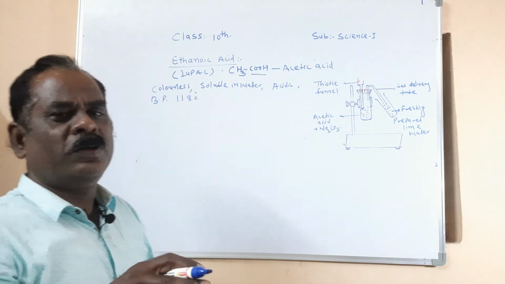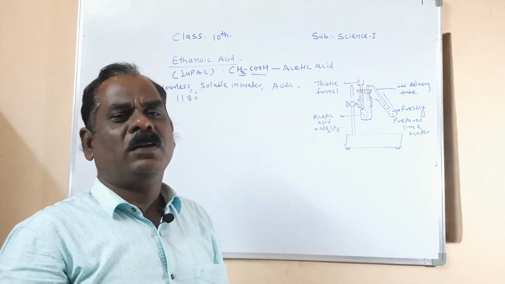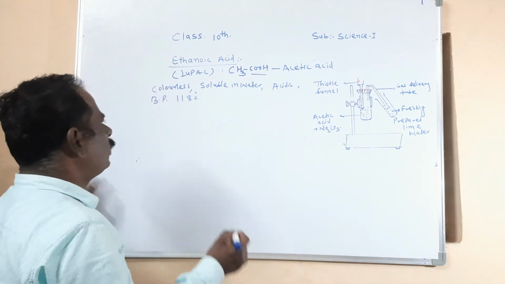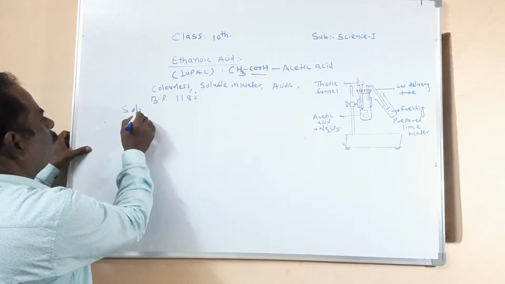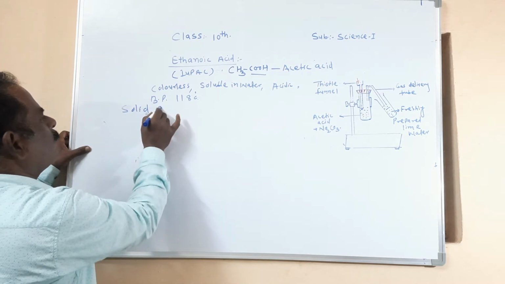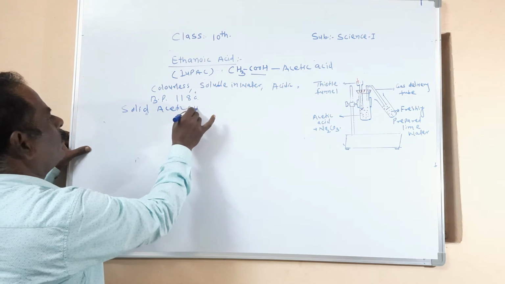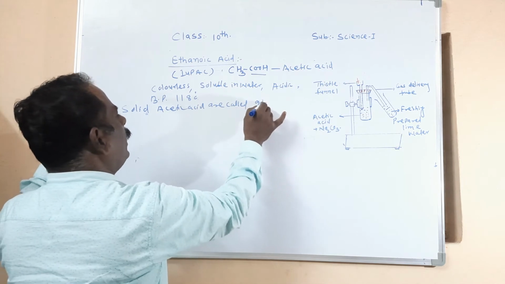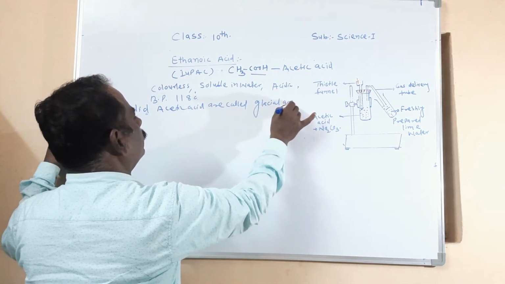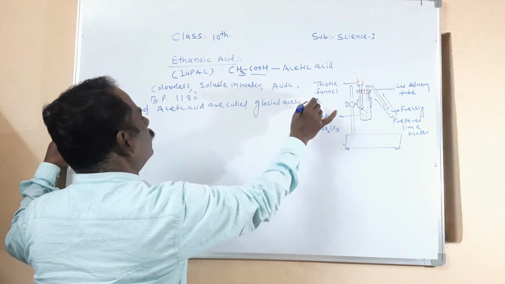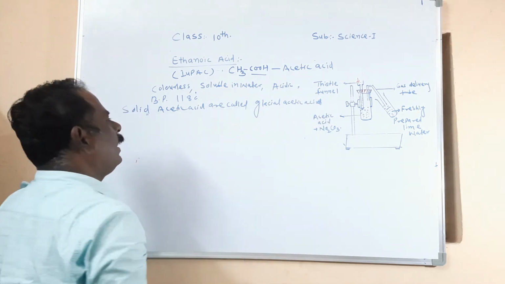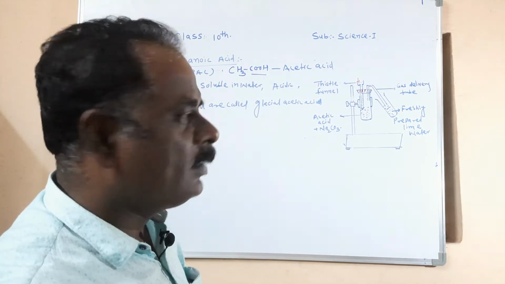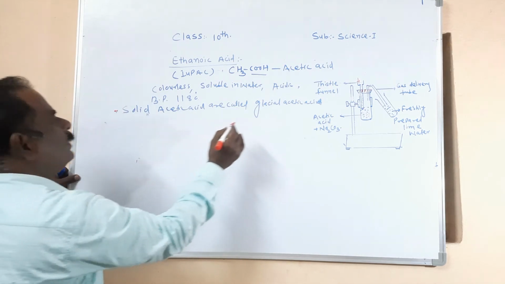And if you freeze it below 17 degrees centigrade, then liquid ethanoic acid is converted to solid. The solid acetic acid is called glacial acetic acid. A question may be asked, what is glacial acetic acid? The solid acetic acid is called glacial acetic acid. This is one important point.